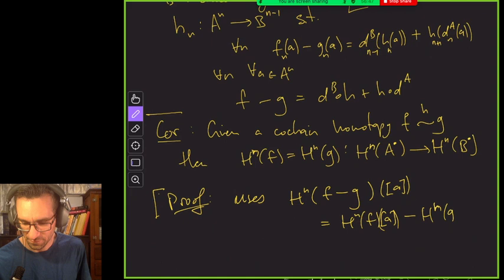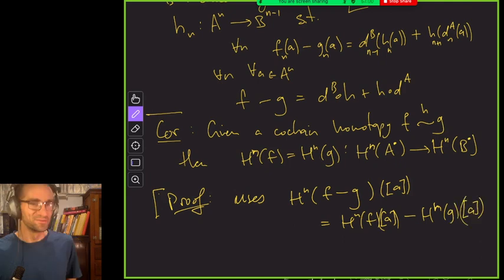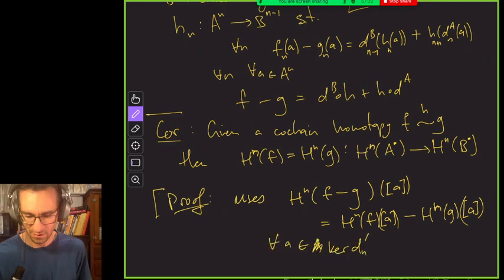Too many maps. Oh man, this is why we invented category theory, Chris, as a field. Try to break it down into the smallest possible bits and pieces and reassemble them. In the kernel.